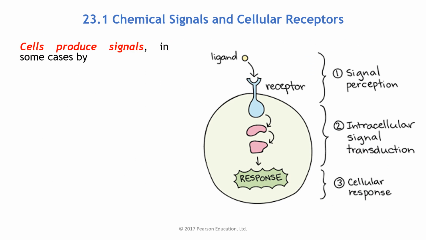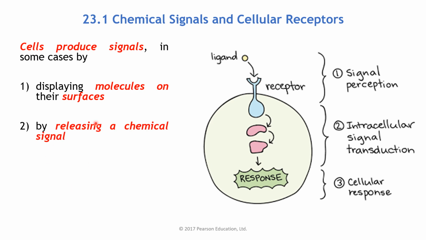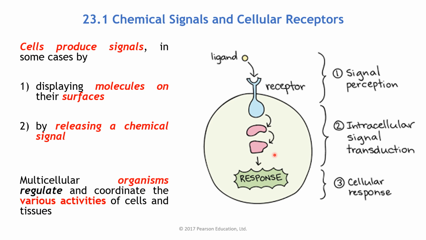Okay, to summarize, remember, cells produce signals, and in some cases those signals are displayed on the surface of the cells. So here you have the ligand and the receptors, and those can release a chemical signal that will produce a response that generally is in the nucleus. Multicellular organisms have developed a very coordinated response to various cellular activities. We are going to talk about some of those biosignal receptors that are involved in cancer.